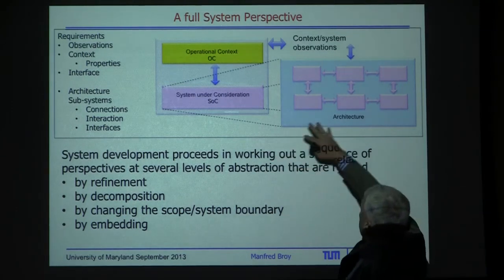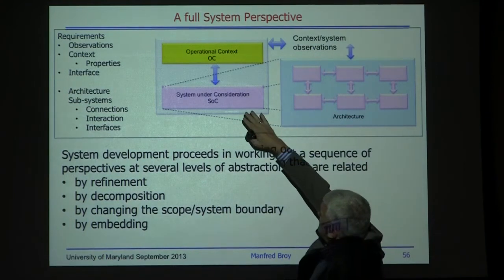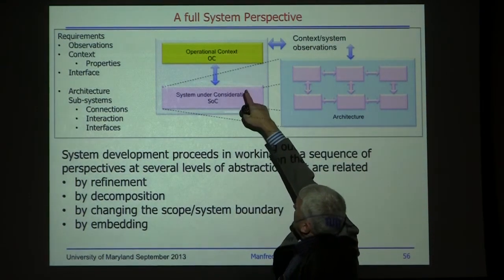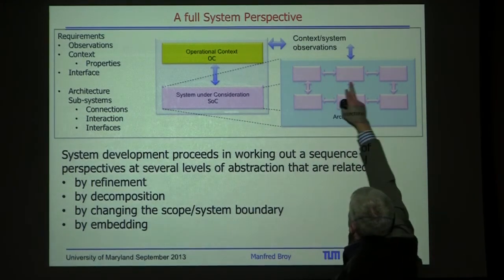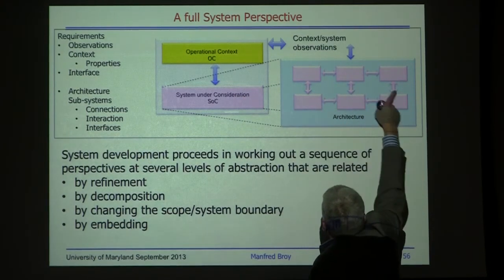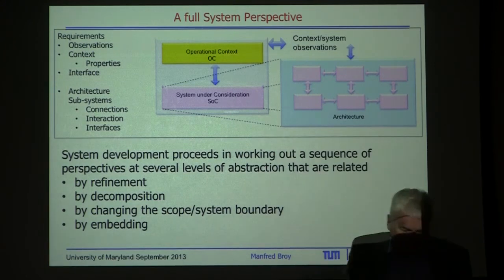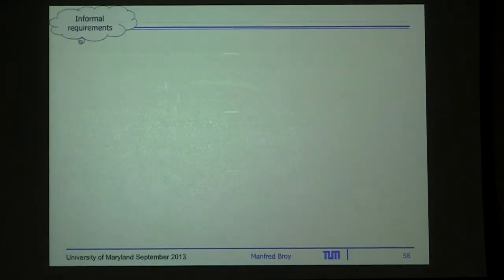Here you see the full system perspective, which we are working on now in the project. We say this is a perspective of a system at a certain level of abstraction. You have the system under consideration, which is an interface behavior connected to its operational context. And then we have a system decomposition leading to an architecture, and the architecture has a number of subsystems that interact and work together to provide the interface behavior as hopefully as specified. And this gives us what I call modular system behavior.